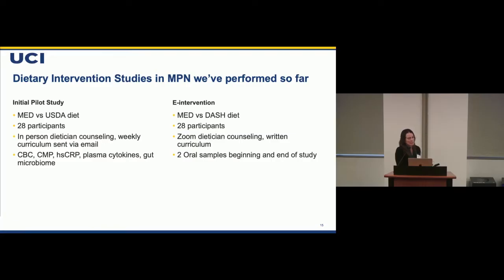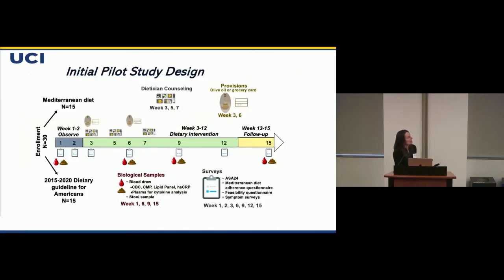And then the second study was a fully online diet study, which was done in the setting of COVID. So we were limited, so it had to be fully online. And in this, we compared Mediterranean versus DASH diet, and this had Zoom dietitian counseling. And our biological samples were limited to things we could collect in the mail.